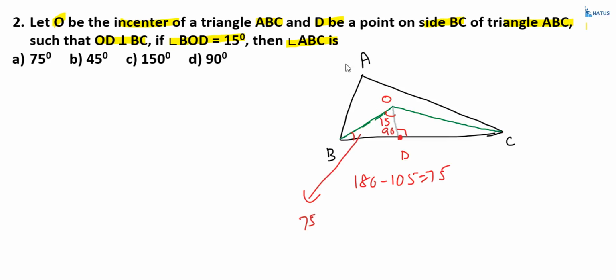Now, this is an angular bisector, so this angle is equal to 75 degrees, and this other angle is also equal to 75 degrees. Now what we require, ABC, is equal to 75 plus 75, that is equal to 150 degrees, which is the required answer. Option C.